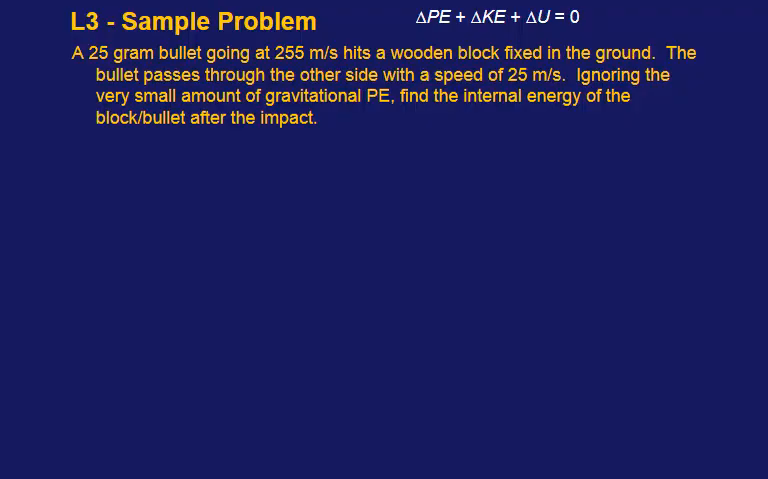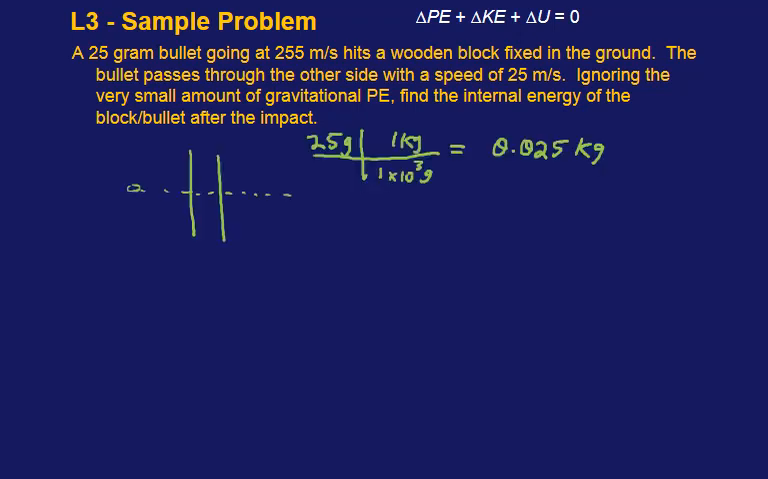So let's go ahead and try this problem here, L3. We've got a bullet that's passing through a block, and the bullet is 25 grams, which is 0.025 kilograms. It goes through the block going at 255, slows to 25, and ignoring the small change in gravitational potential energy, go ahead and determine the internal energy of the block and bullet after the impact. So go ahead and pause the clip and give this a try, and when you're ready to check, you can hit play to continue.